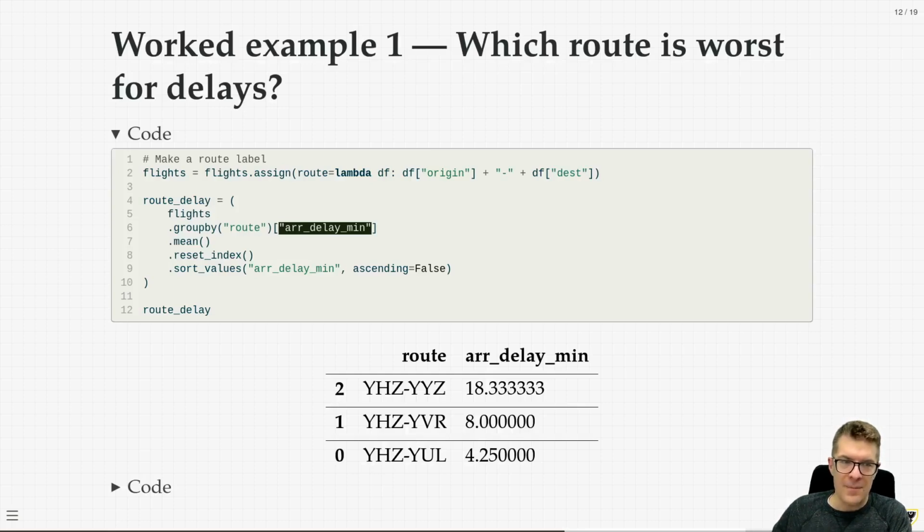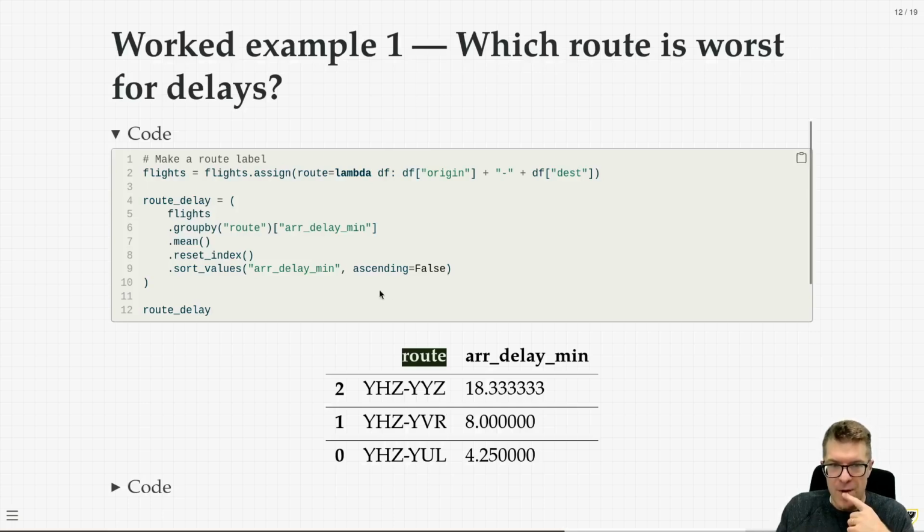I'm only doing this grouping according to the route variable. I still want to measure something, so I'm grouping by route, but for every route I want a measure of some quantity. The quantity I want is the arrival delay in minutes. This is one of the column headings I have in my data frame. You can go back and check. I specify it using these double quotes, and I pass that into these square brackets.